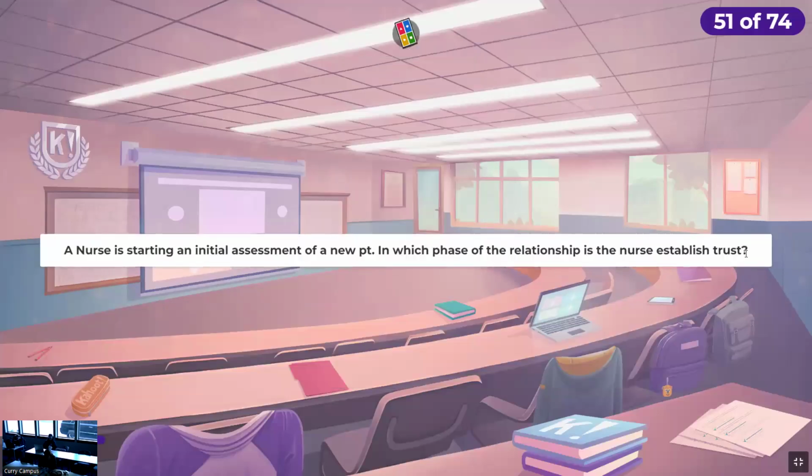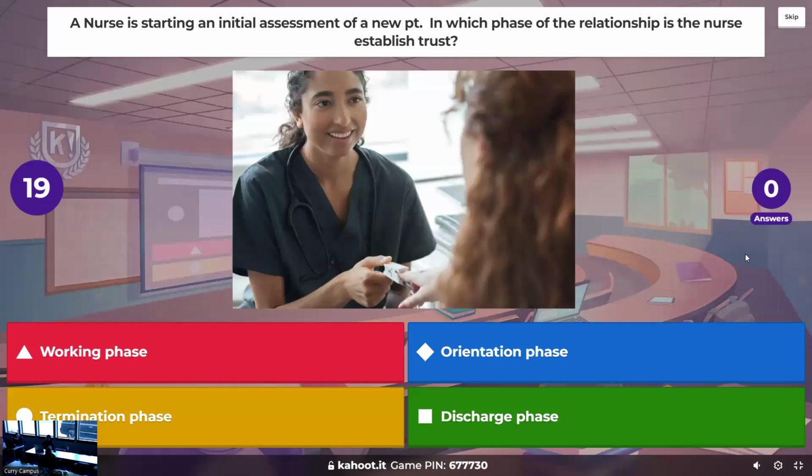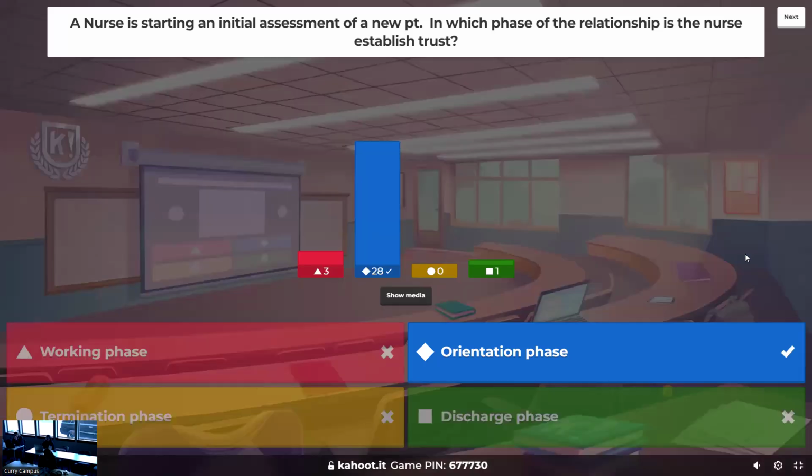Quiz time. The nurse is starting an initial assessment on the patient. Which phase of the relationship is the nurse establishing trust? And the yellow is termination phase. All right, good. Orientation phase. So we want to establish that trust and rapport very quickly.